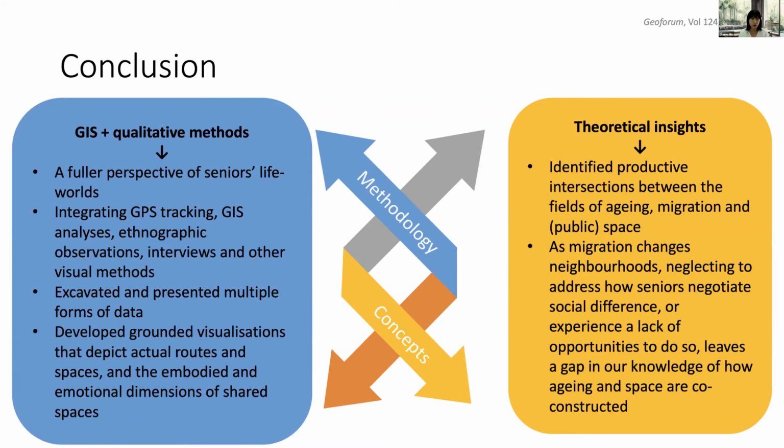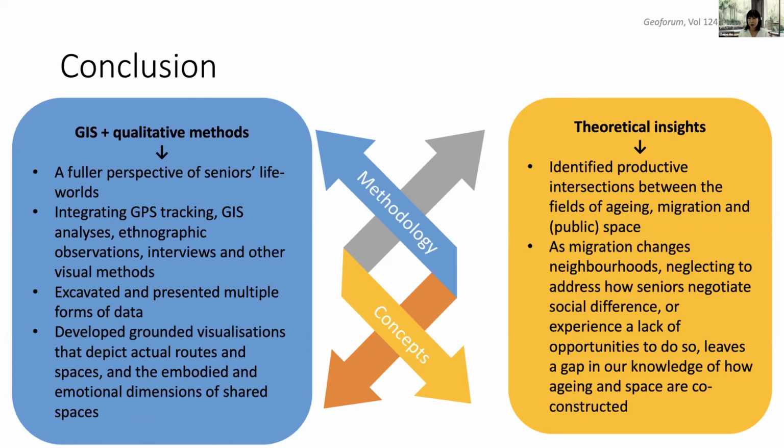And we also developed grounded visualizations through the maps, through the photo collages that depict the actual routes and spaces, as well as how the interview quotations bring across the embodied and emotional dimensions of shared spaces. Now, theoretically, what the paper achieves is identifying intersections between the fields of aging, migration, and public space.